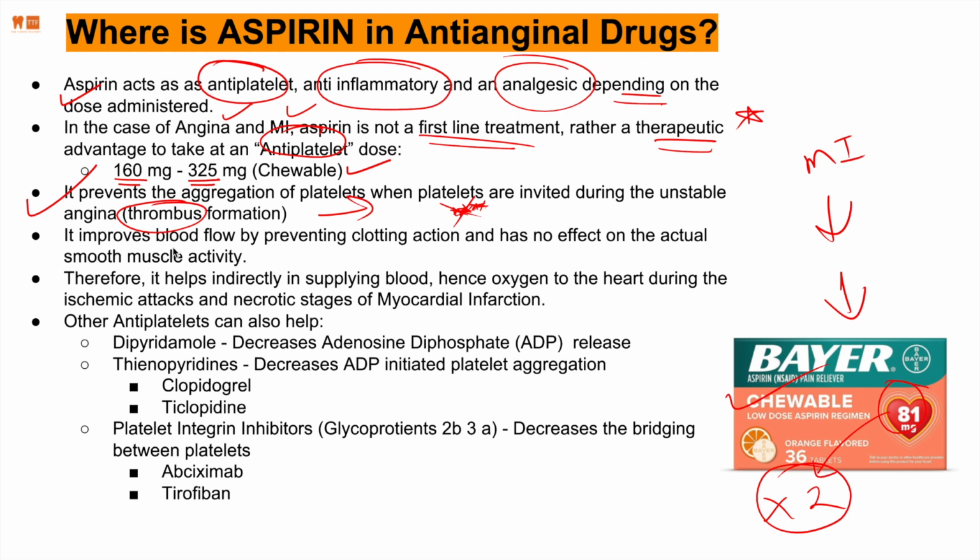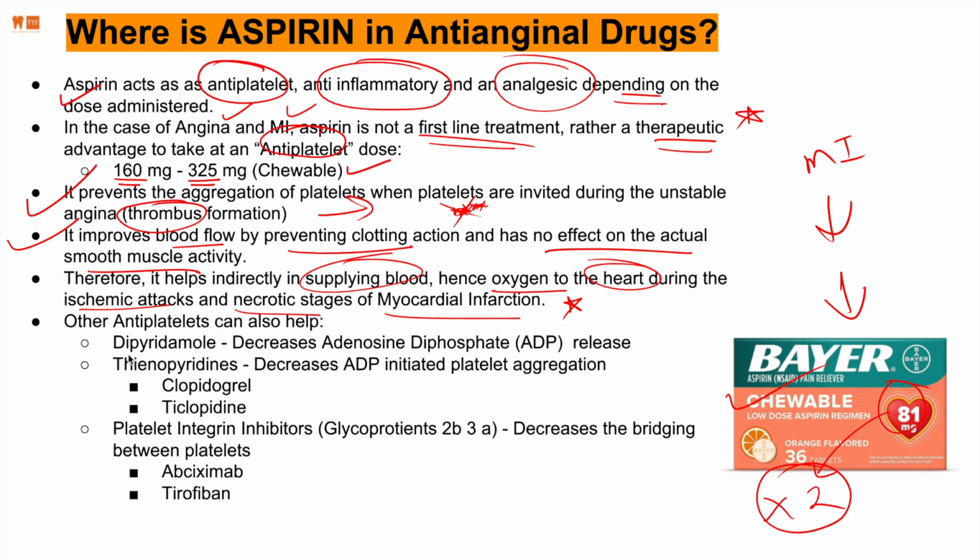It improves the blood flow by preventing clotting action, has no effect on the actual muscle itself, vessel, heart, nothing. Just the clot itself. Therefore, it helps indirectly in supplying blood to the heart, oxygen to the heart during ischemic attacks and necrotic stages of myocardial infarction. So later, in stable angina, you really don't need aspirin. Nitroglycerin should be okay in stable angina. Other antiplatelets can also help, right?